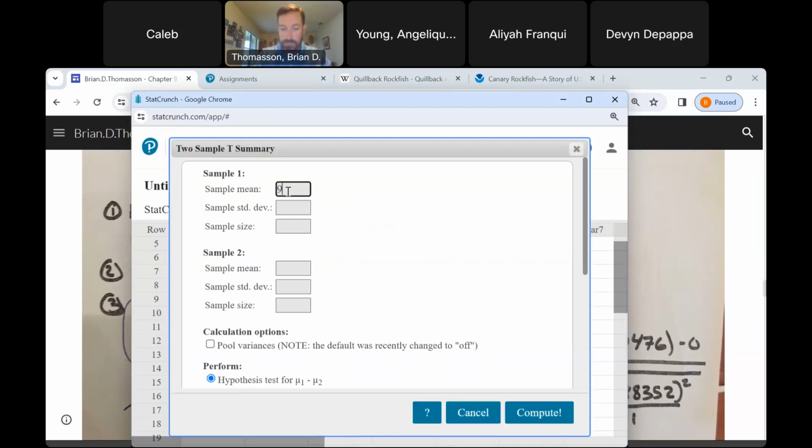So the sample mean is 92. Bear with me here. 92.88462. Our standard deviation was 15. Sample size is 78 and 86.